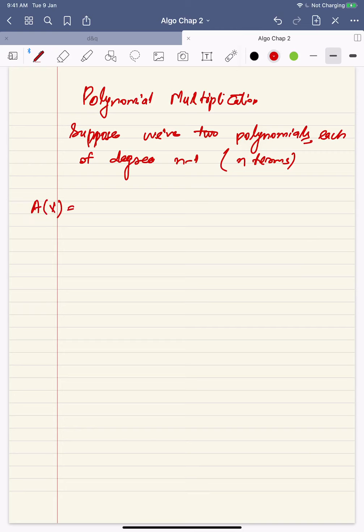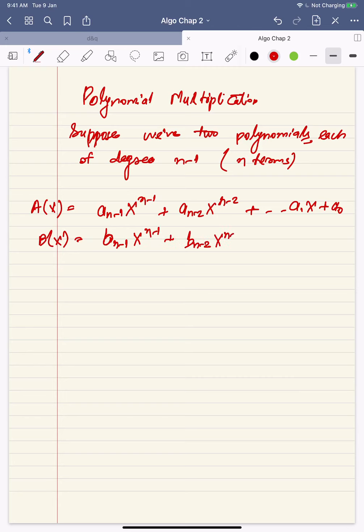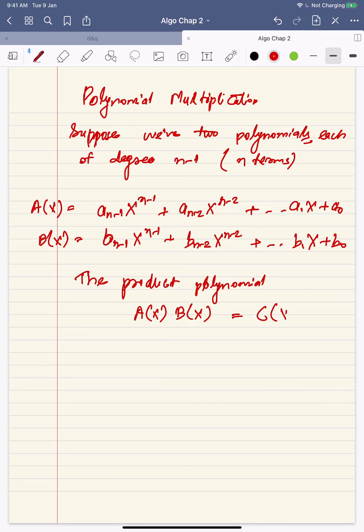So A(x) is a_{n-1} x to the power n minus 1 plus a_{n-2} x to the power n minus 2 up to a_1 x plus a_0. And similarly, B(x) is b_{n-1} x^{n-1} plus b_{n-2} x^{n-2} up to b_1 x plus b_0. So this is the input. You have two polynomials and you have to multiply. So the product polynomial, to multiply A(x), B(x), and let's say the output is C(x).